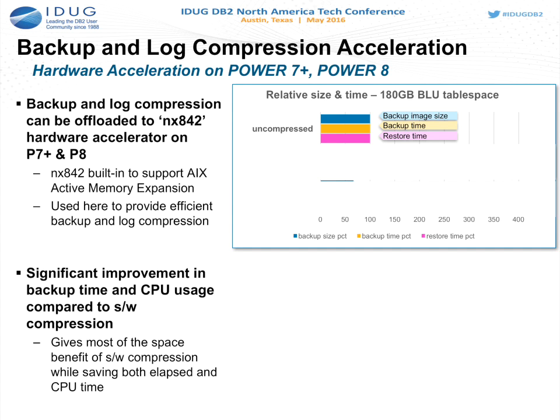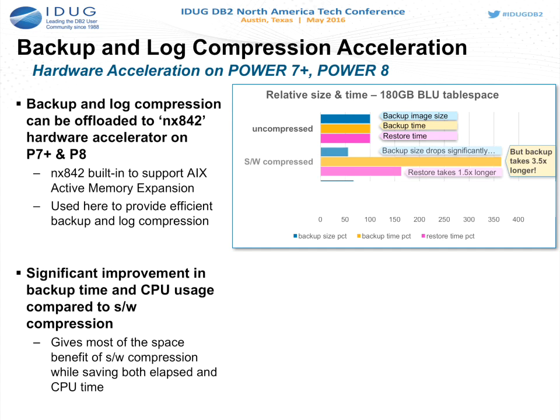And you can see the relative size of the backup image, the backup time, the restore time, uncompressed. When we use our existing software compression for backup images, you can see, of course, that we get a nice compression, but you're also seeing that through the yellow and the pink there that the backup and the restore time is increasing significantly because of the cycles that we're consuming to do that software compression.